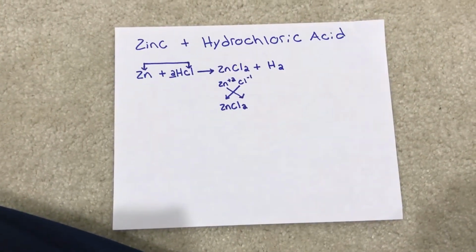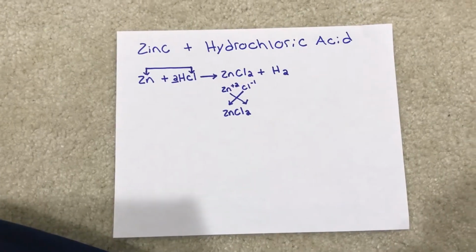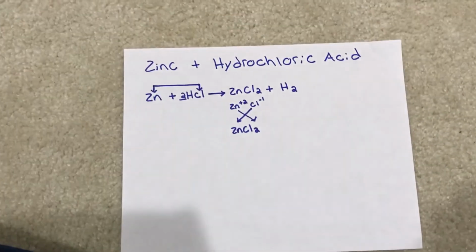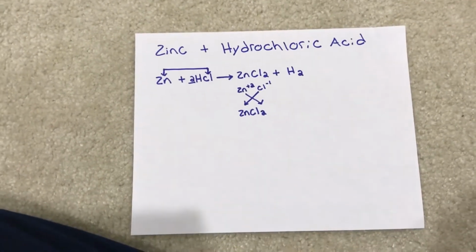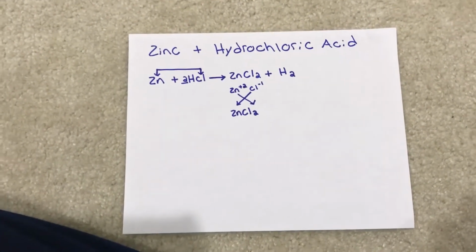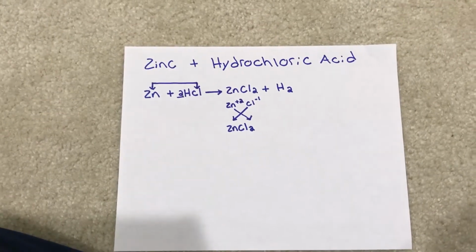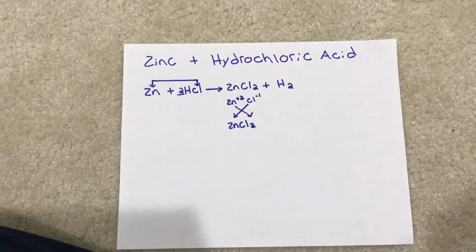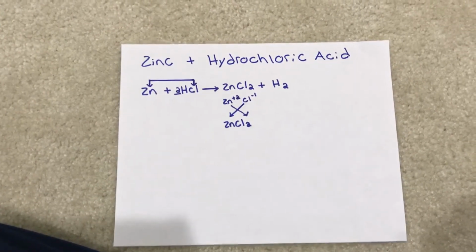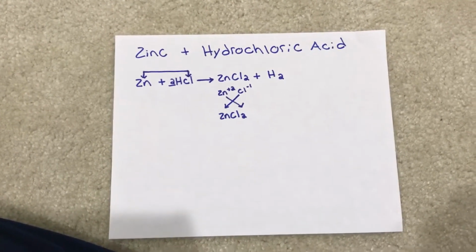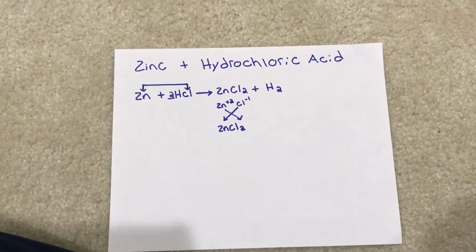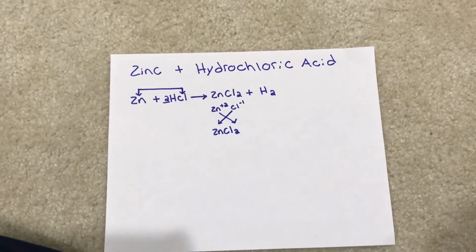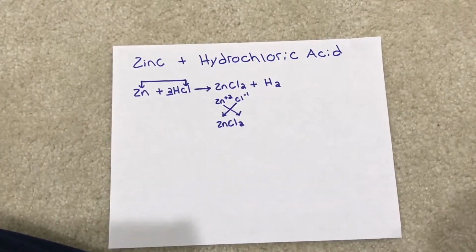Alright, the second experiment was zinc and hydrochloric acid. So this reads Zn plus HCl. This is also a single replacement reaction and very similar to the first one. So the Zn and Cl come together and the H is left all alone. So we combine Zn and Cl. Zn has a charge of +2 and Cl has a charge of -1, and we're left with ZnCl2.